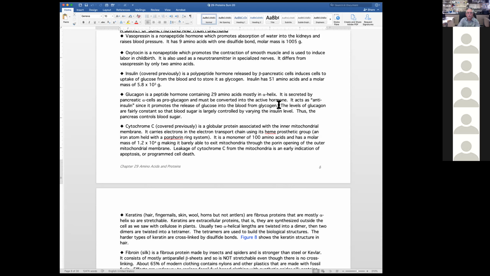So the levels of glucagon release are fairly constant. The reason is you never want your blood to be hypoglycemic. You don't want that to ever happen. So how you control your blood sugar is more with the variable release of insulin than the steady release of glucagon. But both of those come from the pancreas, so the pancreas pretty much controls blood sugar.